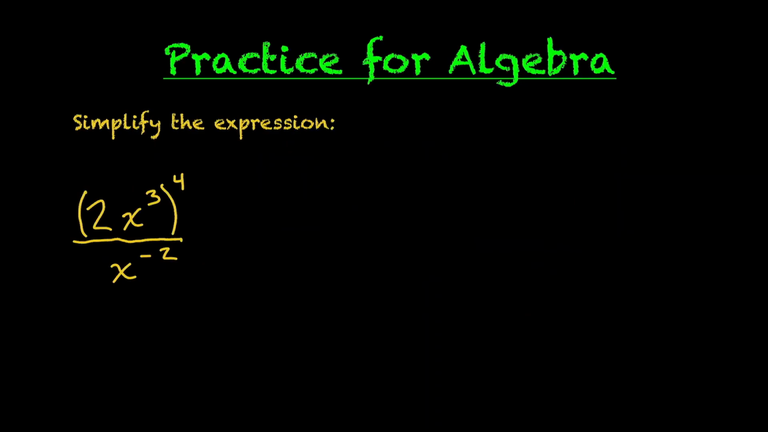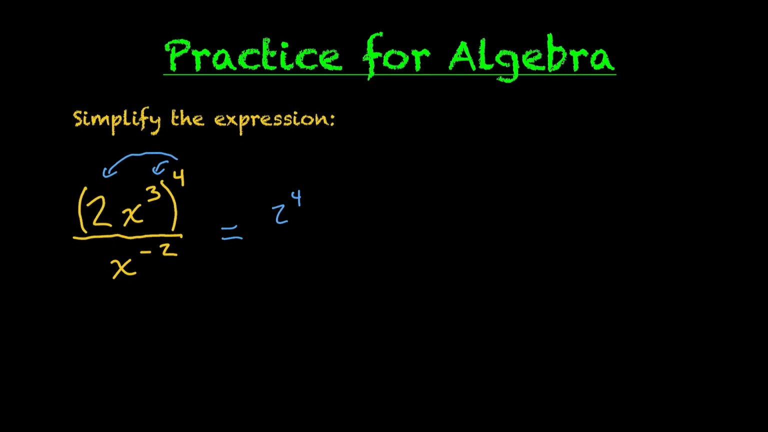So let's take a look at some practice problems for algebra where you typically want to simplify your expressions so you only have positive exponents. And we're going to use our laws of exponents here. The first one here is that the product, this 4, can distribute through this product. So we'll get 2 to the 4th, and then we'll get x to the 3rd to the 4th. And again, when you raise a power to a power, you're going to multiply those two exponents. So you're going to get x to the 3 times 4.